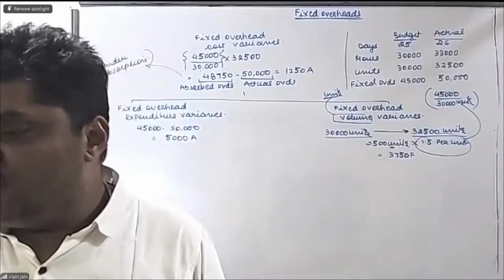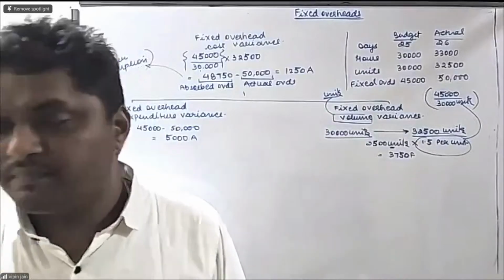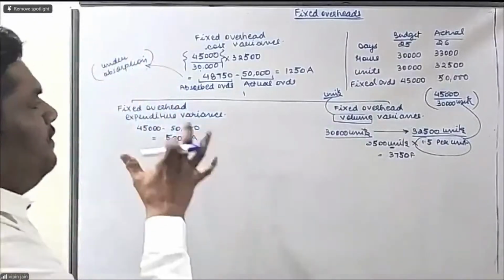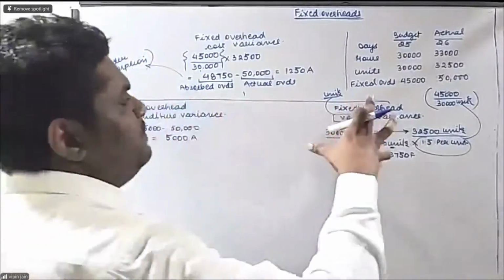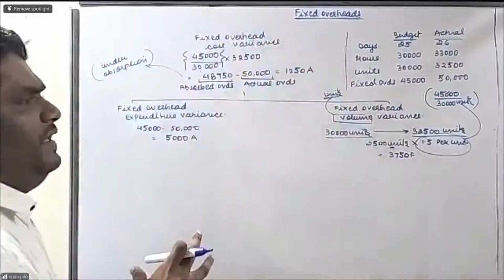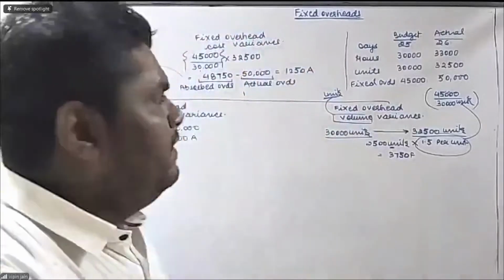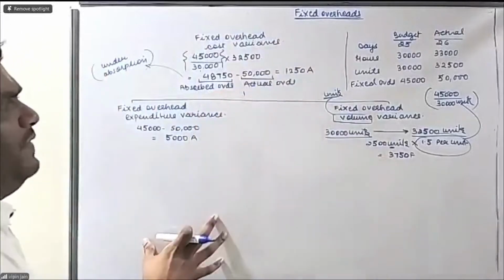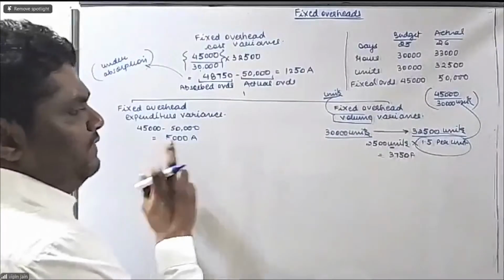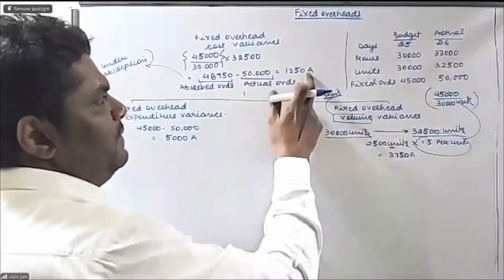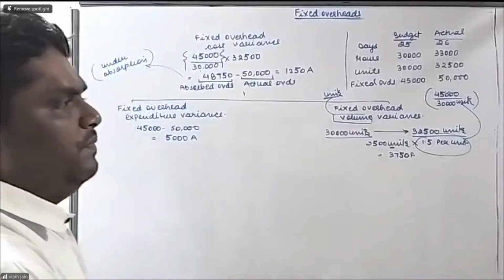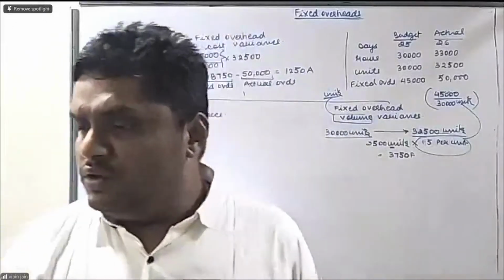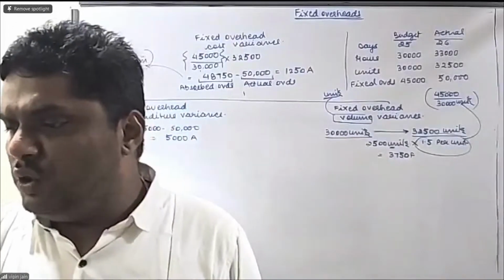Anyone having any doubts and queries? Further, fixed overhead expenditure variance plus volume variance will be cost variance. I repeat again, fixed overhead expenditure variance plus volume variance will be cost variance. So 5,000 adverse, 3750 favorable, this will be 1250. Anyone with any doubts or queries, you guys can please post your queries.